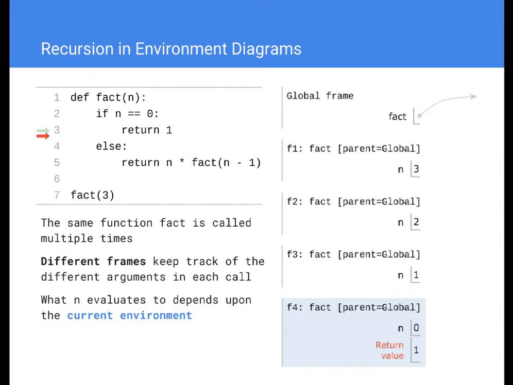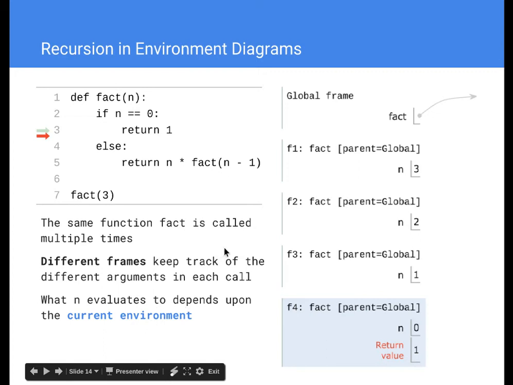And what N evaluates to depends on the current environment. So remember that an environment is a sequence of frames. So for example, my original call to fact of 3, its environment consists of F1, so itself, its own local frame, as well as its parent, global. The environment for this fact F2 consists of F2 and global. So they're like two different environments. So what N evaluates to depends on that environment.